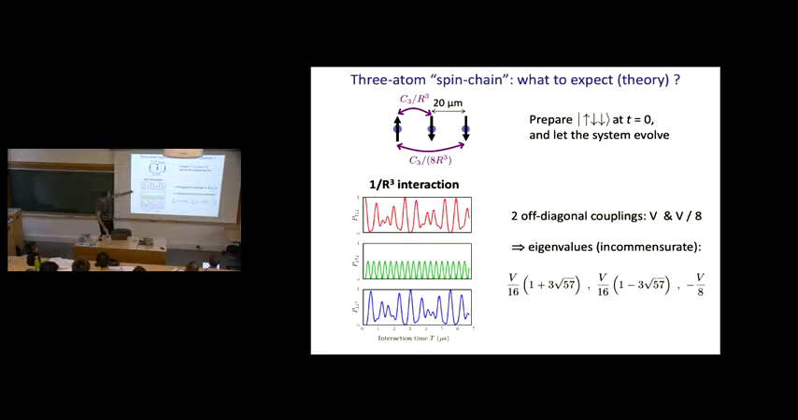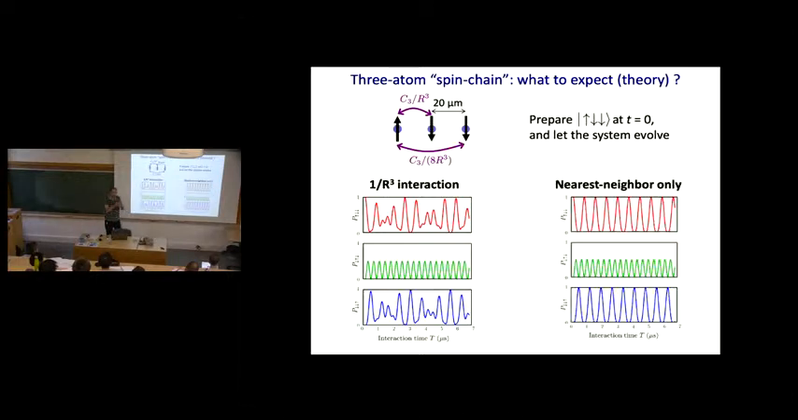So if you do the exact diagonalization, you find out that you've got these weird eigenfrequencies. It's a diagonalization of a 3×3 matrix. And what you see again is the beat notes of these incommensurate eigenenergies. If you had a 1 over R6 or short range interaction, this is what it would look like. So very clearly, the experiment is extremely different from that, and now you're probing the 1 over R cube dependence of the interaction.